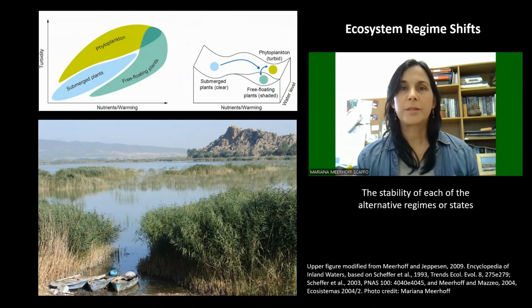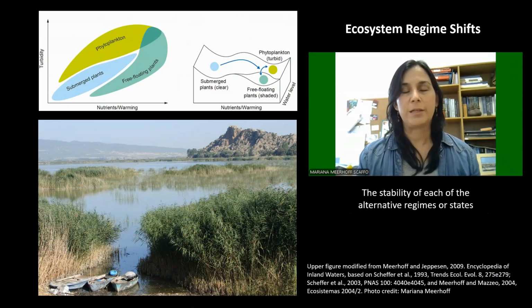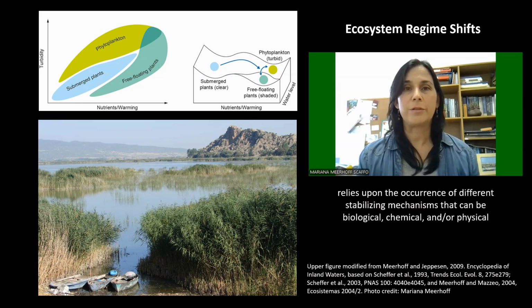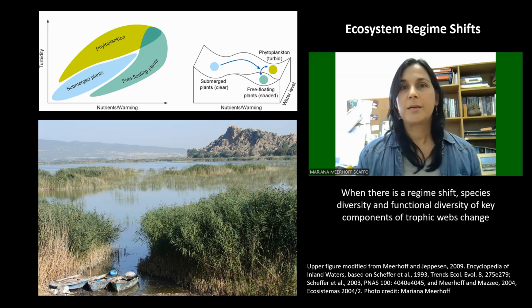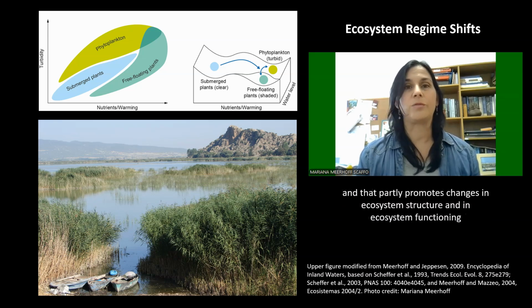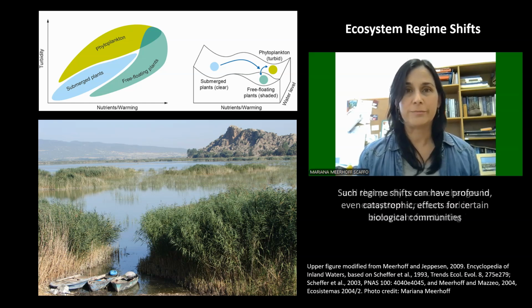Back to Professor Meerhoff, who describes some of the causes and consequences of these changes. The stability of each of the alternative regimes or states relies on the occurrence of different stabilizing mechanisms that can be biological, chemical, and/or physical. When there is a regime shift, species diversity and functional diversity of key components of trophic webs change, and that further promotes changes in ecosystem structure and in ecosystem functioning.